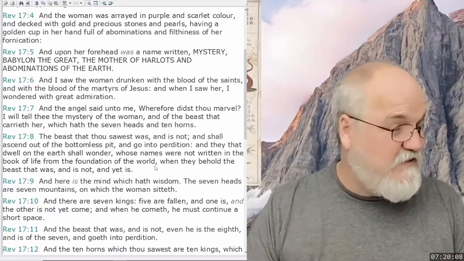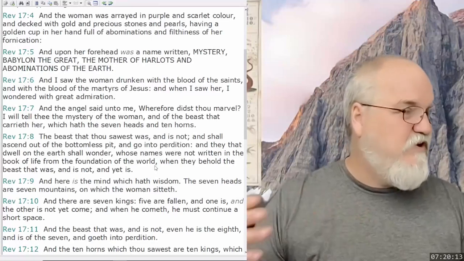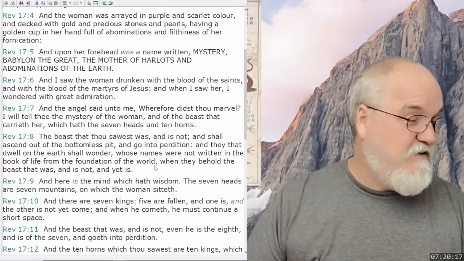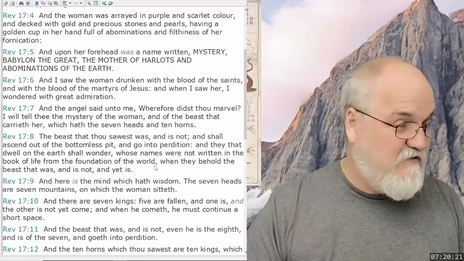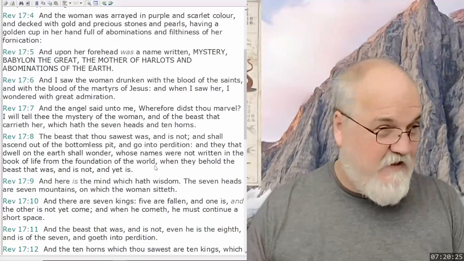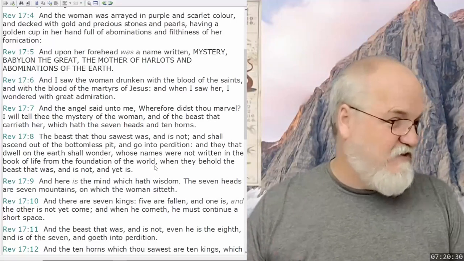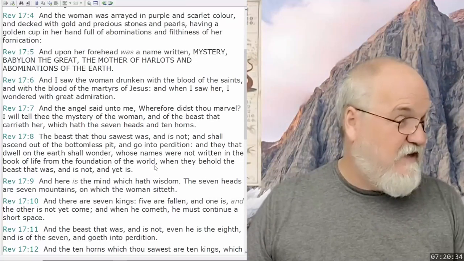I'm not saying we're going to study this right now, but I'm just explaining the problem here. The problem is that we have an explanation which is future, and normally that would be from the perspective of the prophet himself when he is living, right? So we're going to have to figure out how we address that. But we also know that the beast was and is not. He's going to be the eighth and is of the seven.